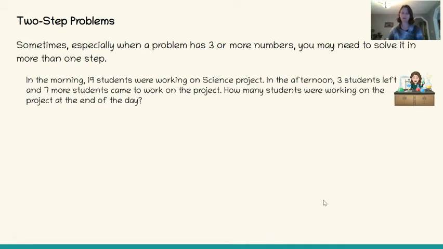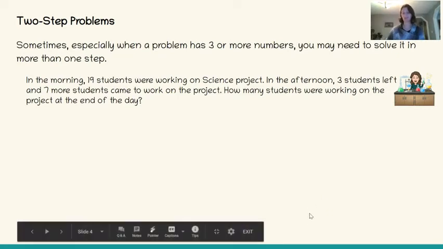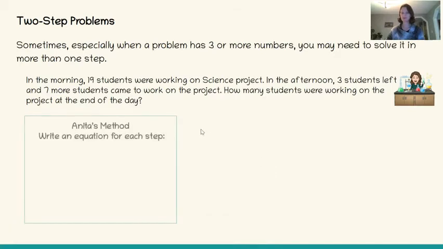In the morning, 19 students were working on a science project. In the afternoon, 3 students left and 7 more students came to work on the project. How many students were working on the project at the end of the day? Well, it's not just one simple step here. There's a couple of different methods we could use to solve this.